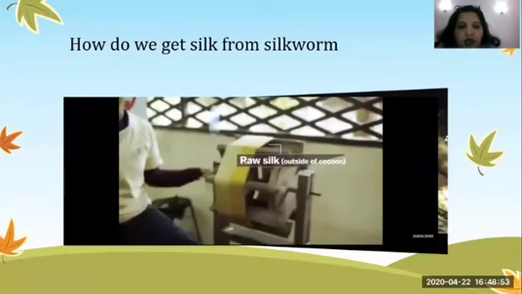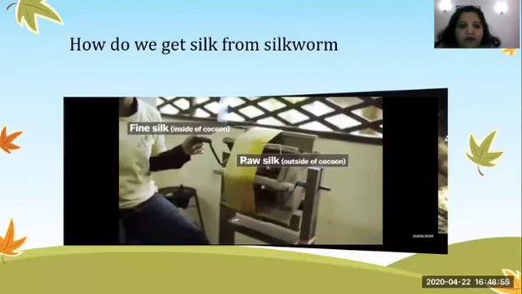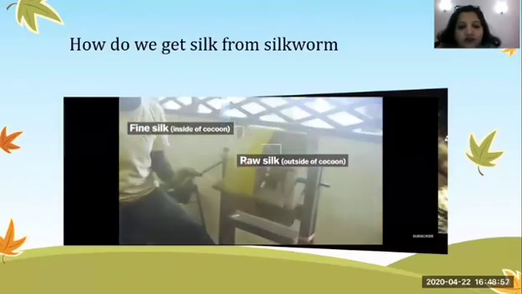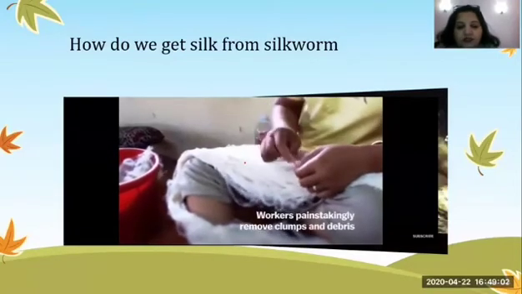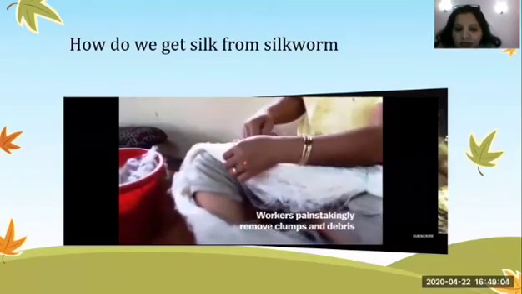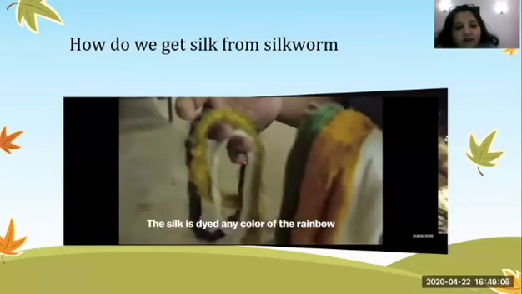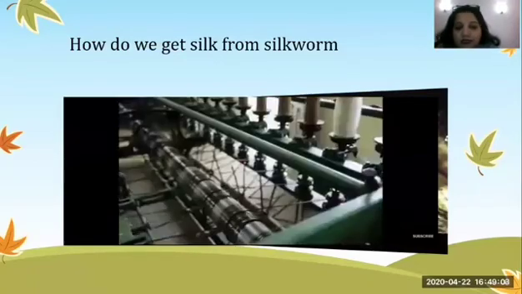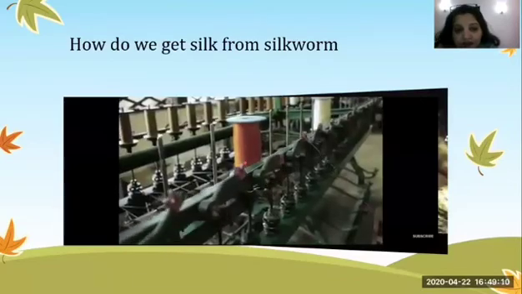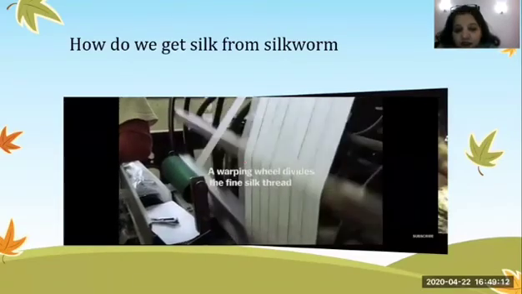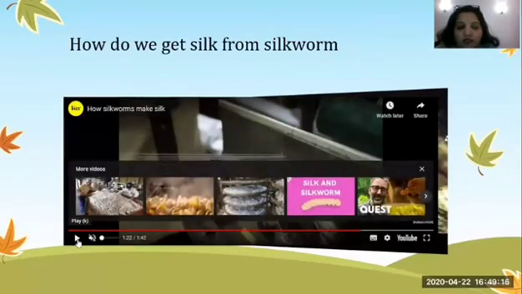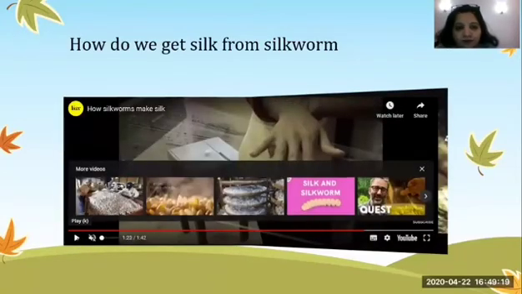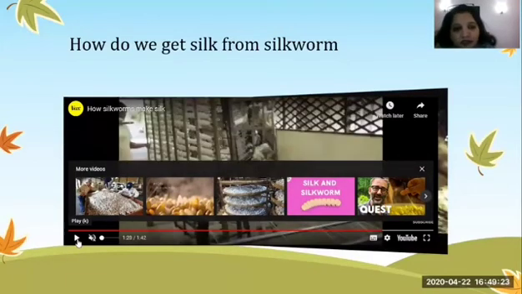You can see how after boiling, they are converting this cocoon into raw silk. Can you see the silk now? Yes, so this is the process by which we get silk from the silkworm. You can see the silk is then colored into different colors. Then it is spun into thread. I hope all of you understood the video, how silk is made into different colors and how we get silk from the silkworm.